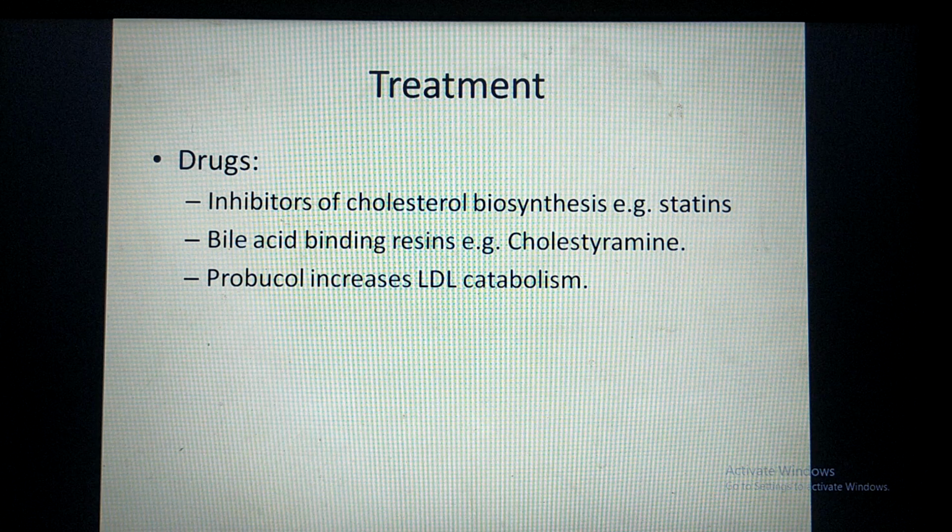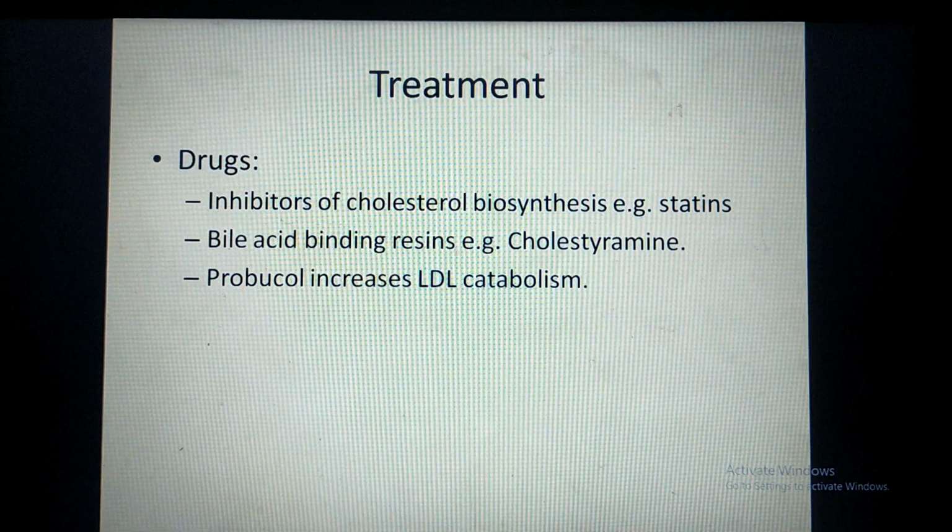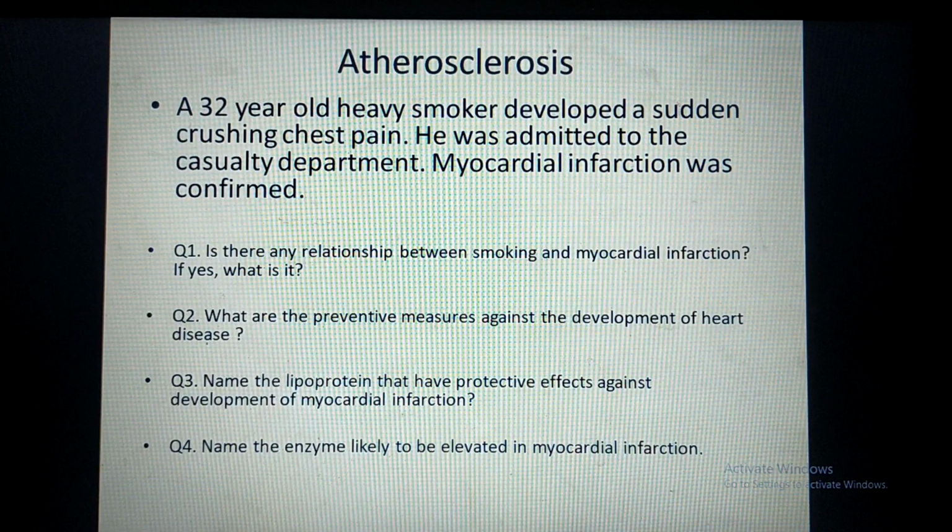Third type of drug is probucol, which increases the catabolism of LDL. Now many times a case is asked on this topic. So this is one example of a case. A 32-year-old man, a heavy smoker, developed sudden crushing chest pain. He was admitted to the casualty department. Myocardial infarction was confirmed. Now the question is, is there any relationship between smoking and myocardial infarction?